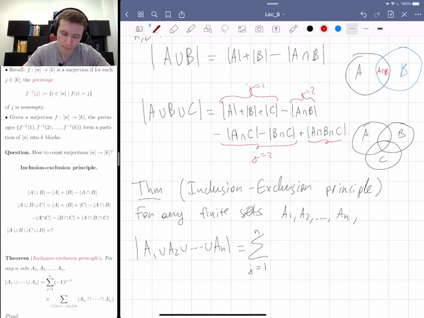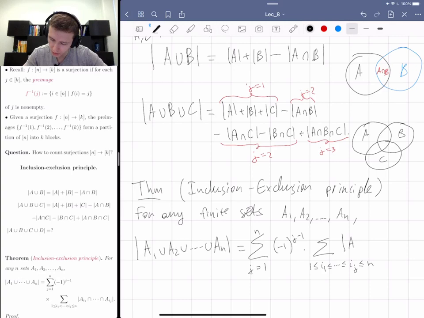And then there is a sign here, right? So the sign is negative whenever J is even: negative 1 to the J minus 1 times, and then you take the sum over all J-tuples of sets. So I'm going to write it as 1 less than or equal to i1, less than or equal to etc., less than or equal to iJ, less than or equal to n, the size of the intersection of A_i1 intersect A_i2, etc., intersect A_iJ.